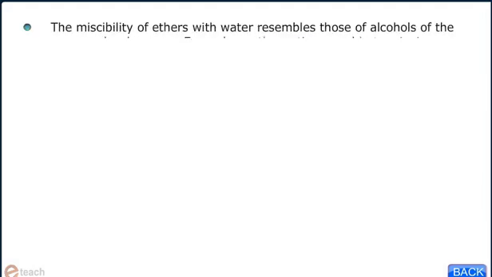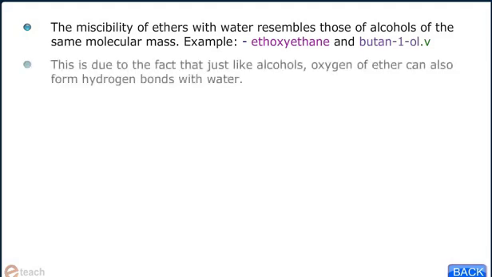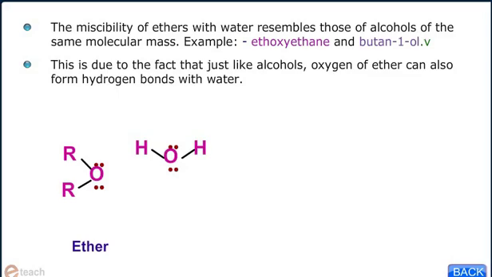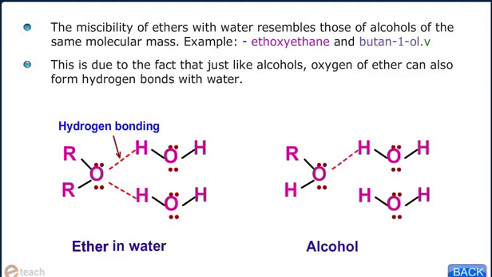The miscibility of ethers with water resembles those of alcohols of the same molecular mass. For example, ethoxyethane and butan-1-ol. This is due to the fact that, just like alcohols, oxygen of ether can also form hydrogen bond with water.